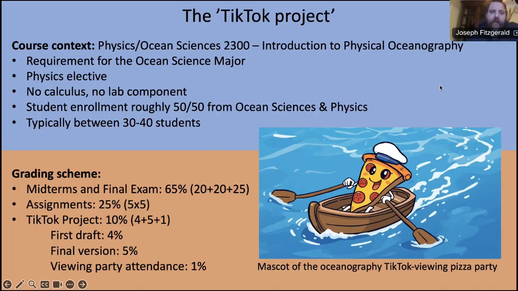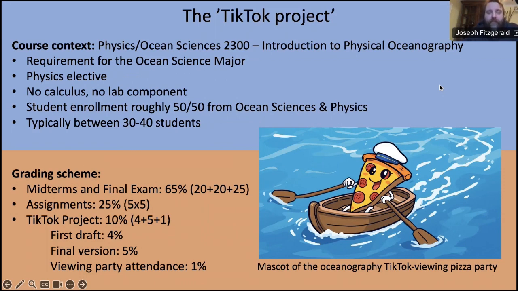Generally speaking, we have 30 or 40 students. It's down a little this year. I think many of the enrollments are down, but generally, that 30 to 40 range. And about half the students come from the ocean sciences side, where a lot of the interest is in biological aspects of oceanography. And then about half the students come from the physics side, who are more interested in the forces and the currents and winds and things like that.